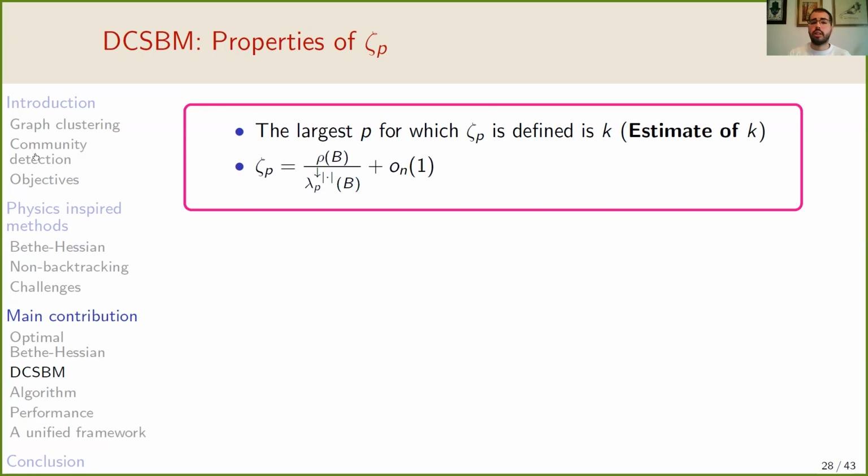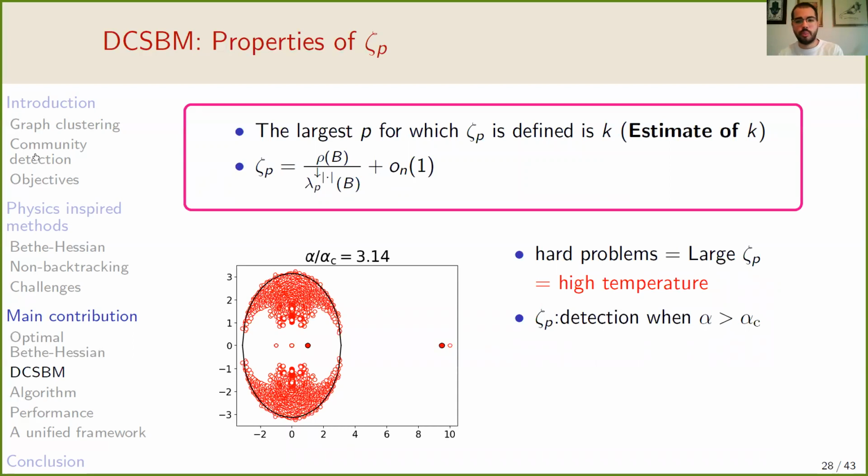Then we also have a conjecture on the asymptotic position of the zeta p's, and in particular, this is given by rho b, the leading eigenvalue of the non-backtracking matrix, divided by the pth largest in modulus. To visualize this a bit better, here we have the spectrum of the matrix B for k equal to 2 communities. The second largest eigenvalue in modulus is highlighted in red, and zeta 2 also is the one inside the bulk.